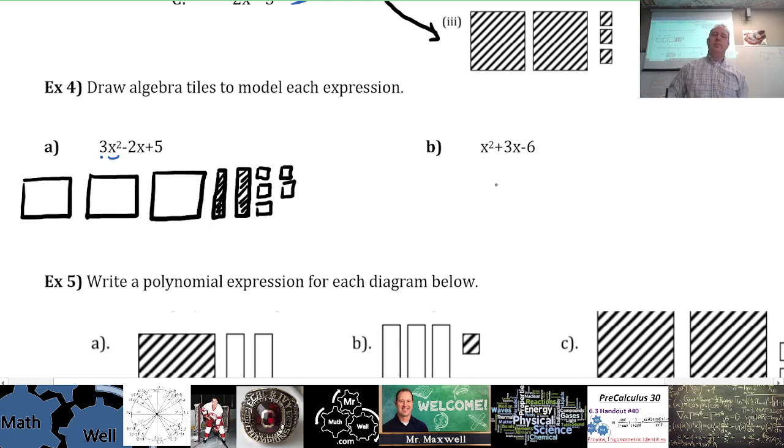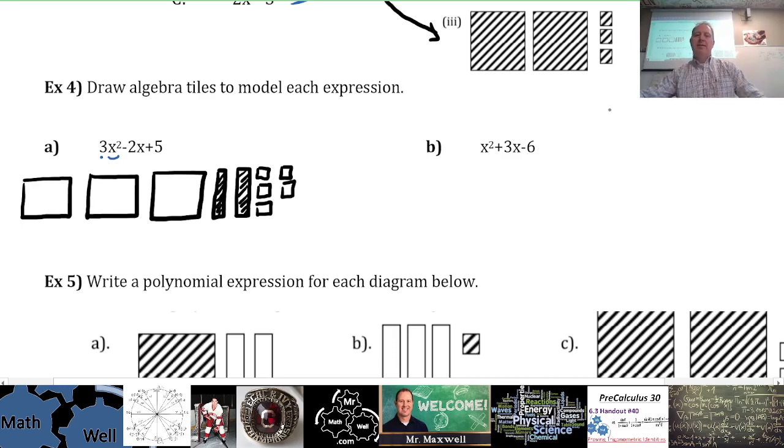Awesome. Okay, any questions about that? Okay. Now, the algebra tiles are going to come in handy when we add and subtract polynomials, and also when we multiply and divide. So these algebra tiles, we're not just drawing pictures for polynomials and we're going to stop there. They're actually going to be useful to help us understand a few things when we add and subtract specifically. Okay. All right, x squared plus 3x minus 6.